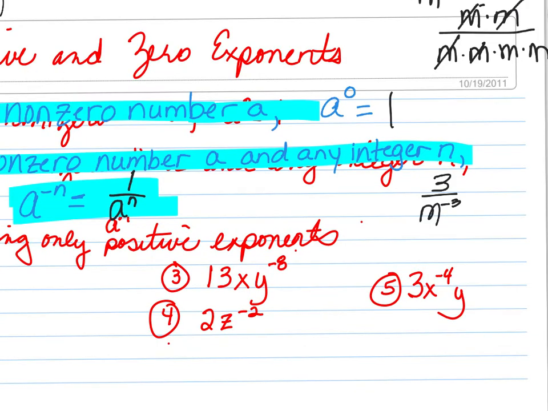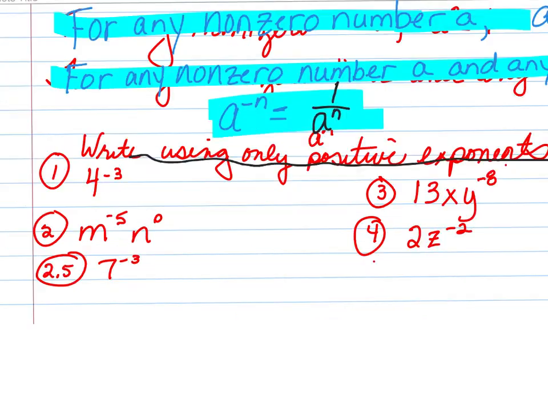Can we have a negative exponent in the denominator? Nope, it's not simplified. So where does that one go? Goes up into the numerator. So we would have 3m to the 3rd power over 1, but we don't need to leave it as over 1. Okay? So it says write using only positive exponents.